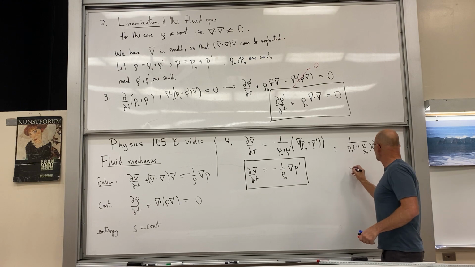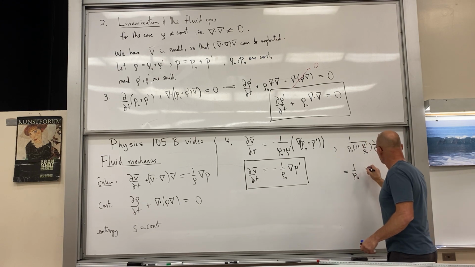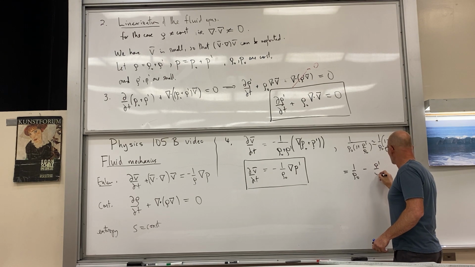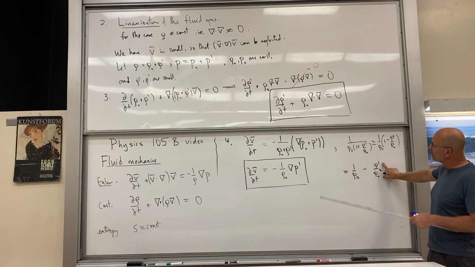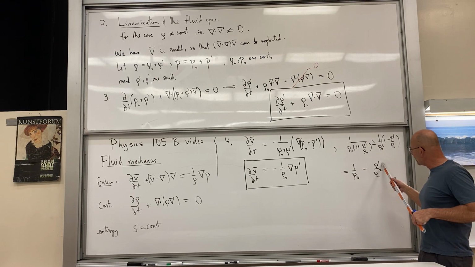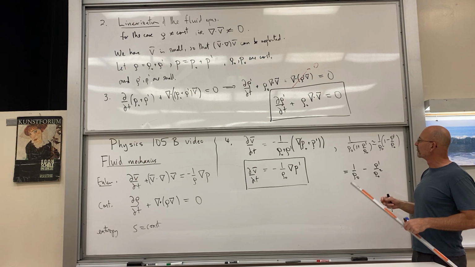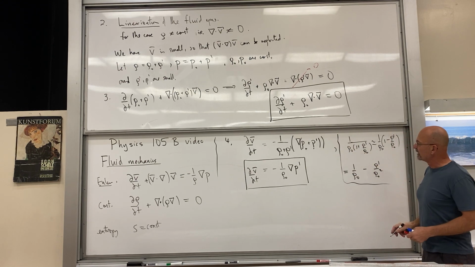Right, so let's make sure I get the next step. 1 over rho naught minus rho prime over rho naught squared. Okay. Point is if you include this term, when you expand this out, you're going to have a small times a small, and that's going to be second order small. So there you have it.